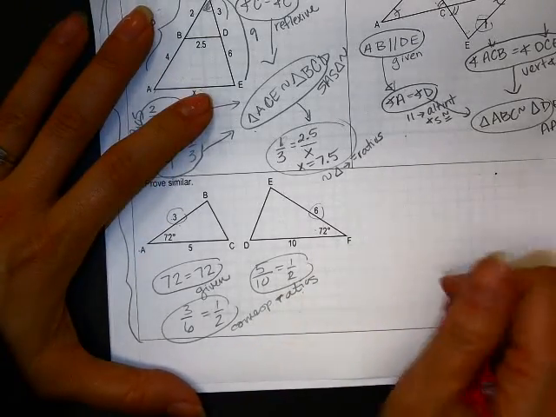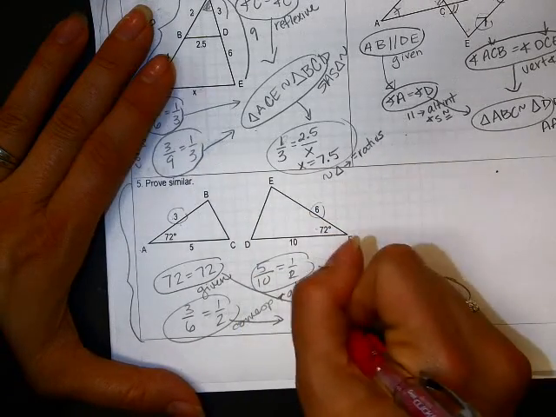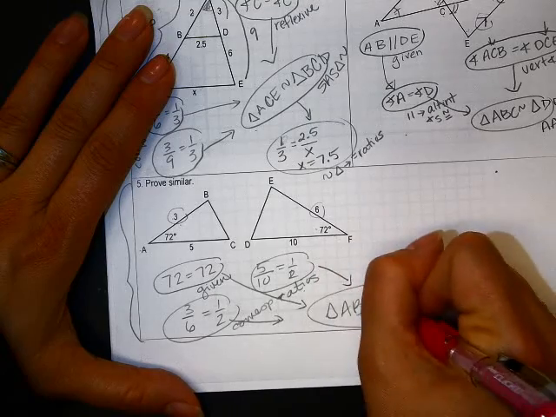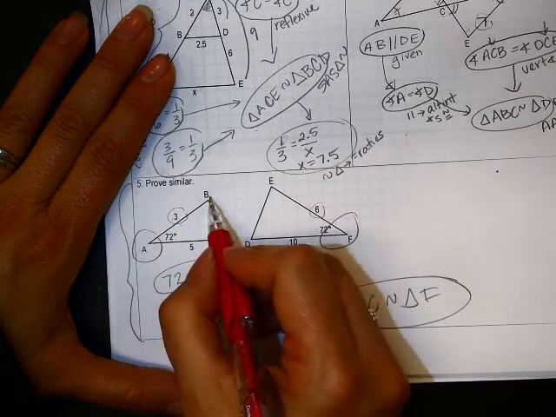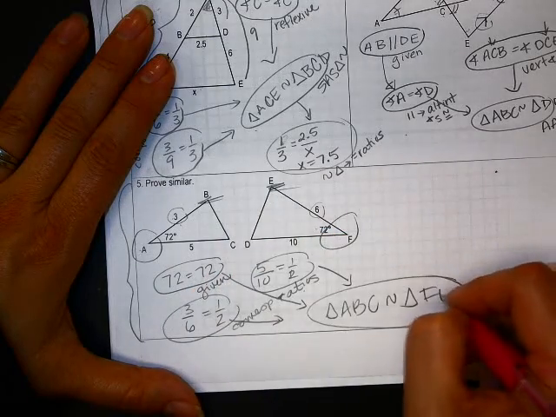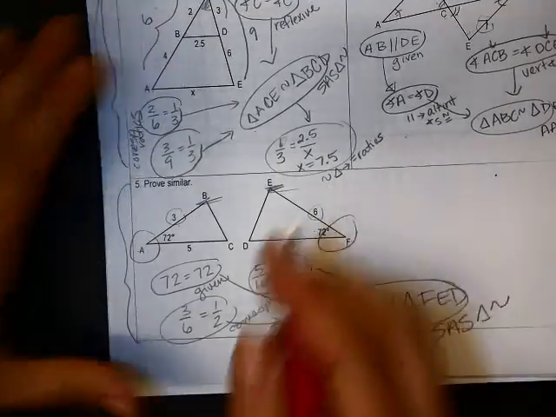Using corresponding ratios. And then all 3 of these guys come in to say triangle ABC is similar to triangle A goes with F, B goes with E, and then D is our last one, and SAS triangle similarity.